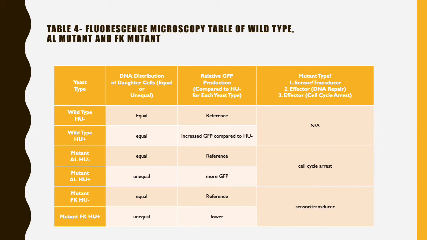Alrighty, so we are on to Table 4, which is the fluorescence microscopy table of the wild type, AL mutant, and FK mutant. In the Y column, you're just going to see the yeast type, which we have the wild type HU positive, wild type HU negative, and same with the AL and the FK mutant. On the x-axis, we have DNA distribution of daughter cells and the relative GFP production of the cells, and also what mutant type we think that it is.